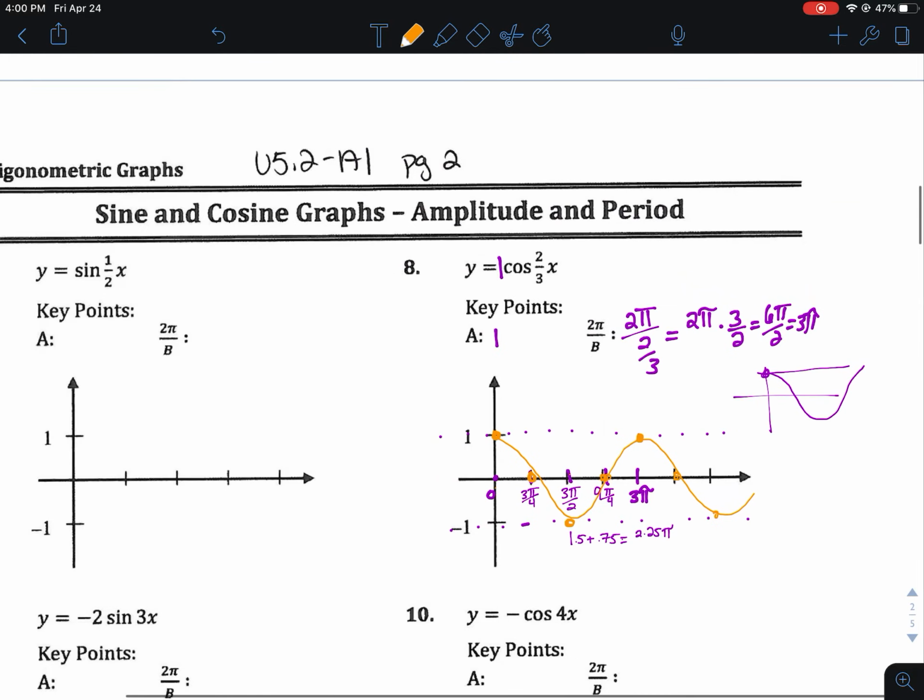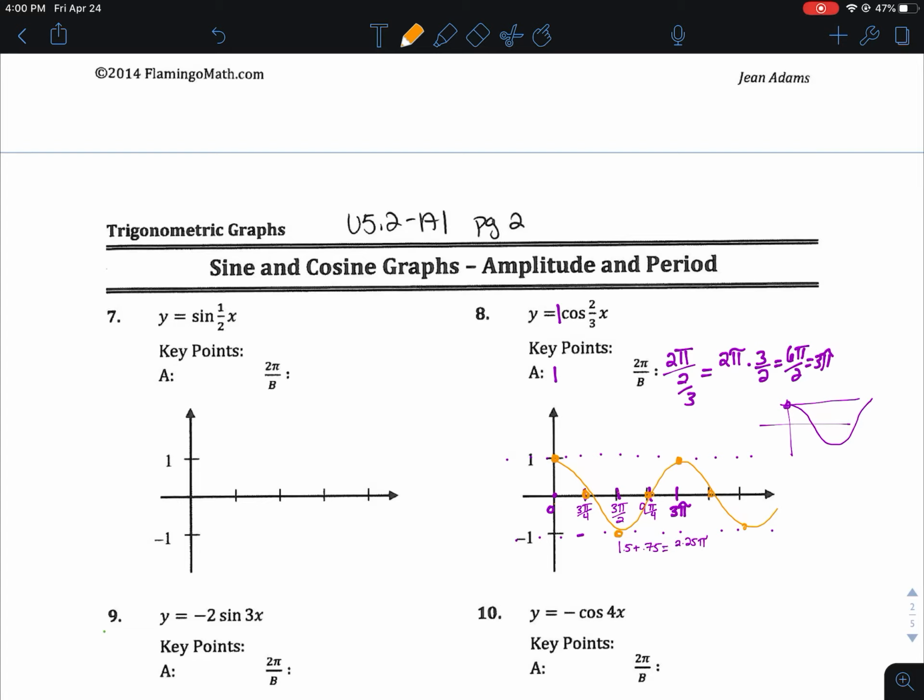So I want you to pause here, try the sine and the cosine graphs, and then come back for a quick video on graphing the tangent.